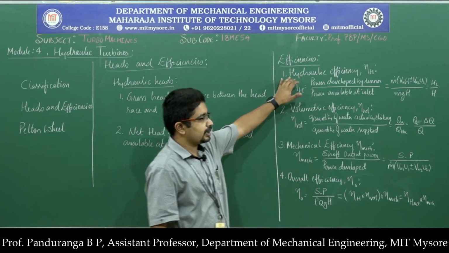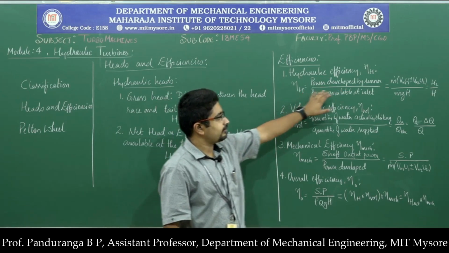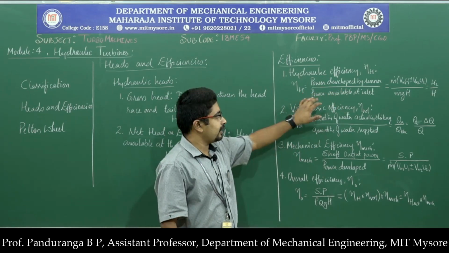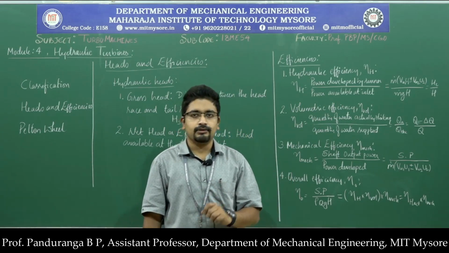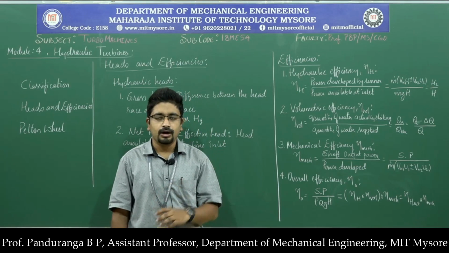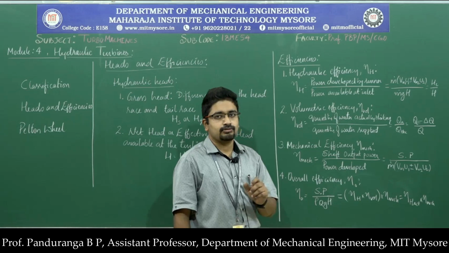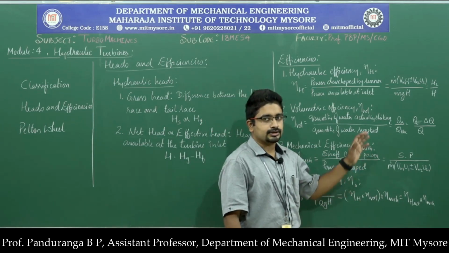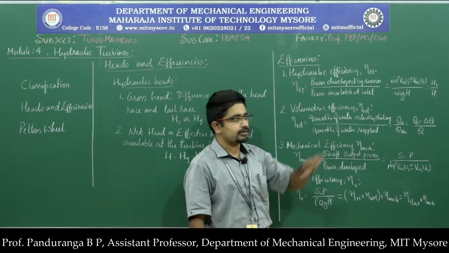So we have the hydraulic efficiency, eta H, which is the ratio of the power developed by the runner to the power available at the inlet. As I said, the power available at the inlet will be equal to rho Q g H, or m dot g H. Rho into Q gives us the mass flow rate. So mass flow rate into g into H, or rho Q g H, will give us the power available at the inlet.